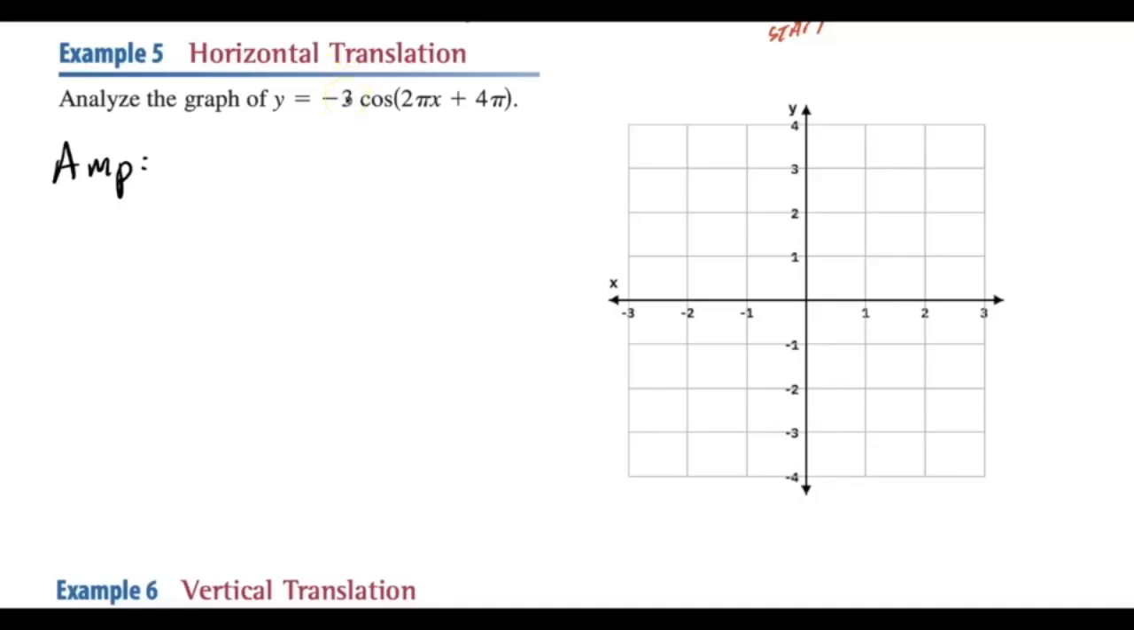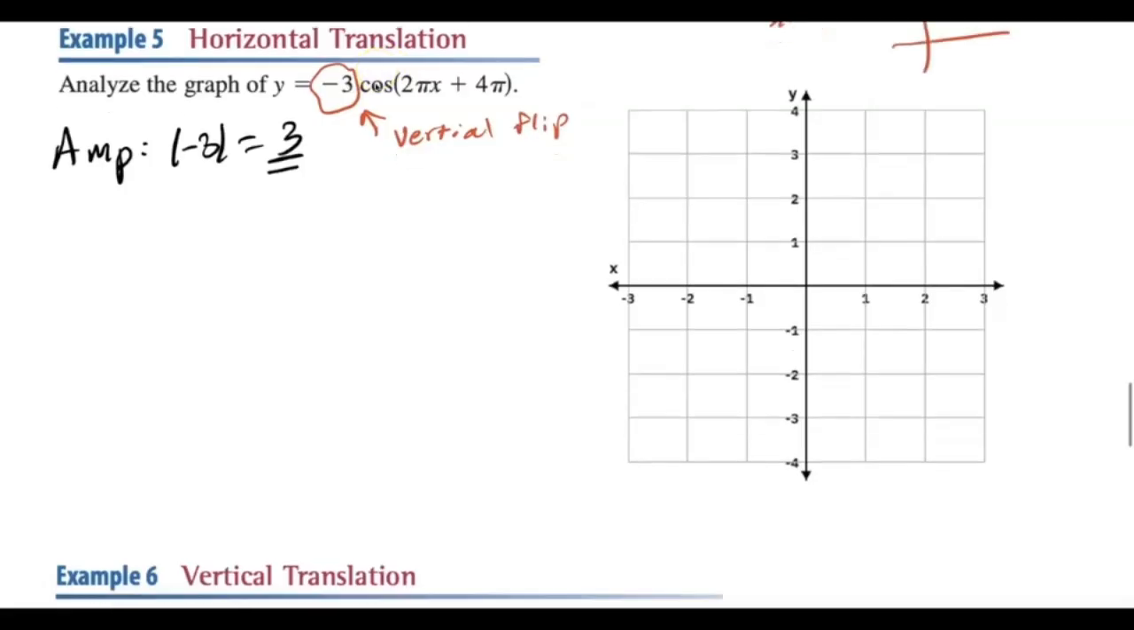Amp is always positive. Amp is just a distance. It's 3. The negative does have an effect. That would be vertical flip. Vertical flip. Doesn't open upside down. This is a cosine graph.